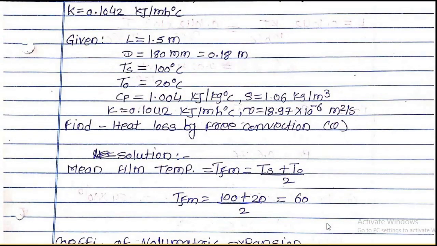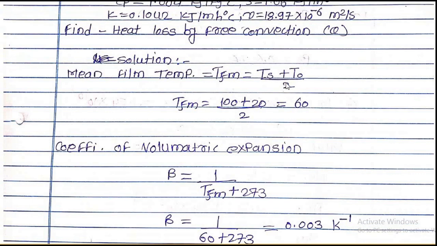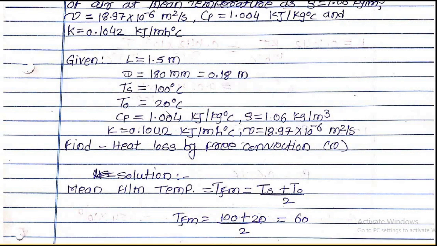At the start of the solution, first of all we have to calculate the mean film temperature. The mean film temperature, T mf, is equal to surface temperature plus fluid temperature divided by 2. In the given data, the surface temperature is 100 degrees Celsius and the fluid or air temperature is 20 degrees Celsius. So we have to add these and divide by 2.